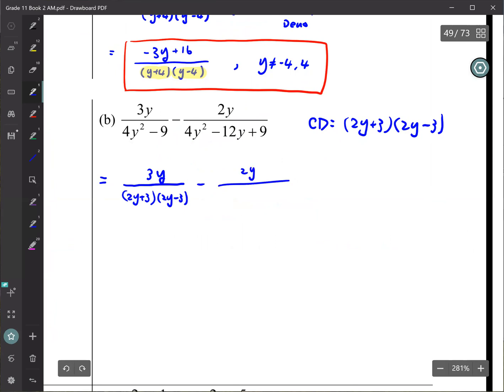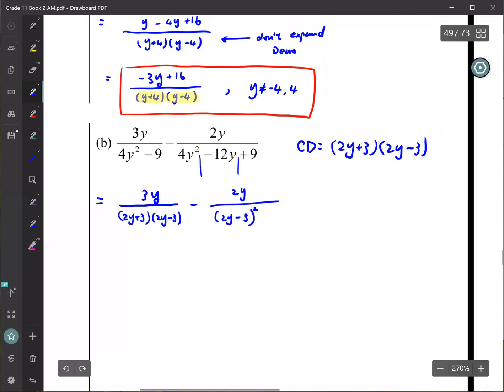Okay, for the second one, how do you factor that? Aaron? You do a cross. Yeah, the cross factor, right? What did you find? 2y minus 3 and 2y minus 3. So it will be 2y minus 3 squared. Square, yeah. Very good.